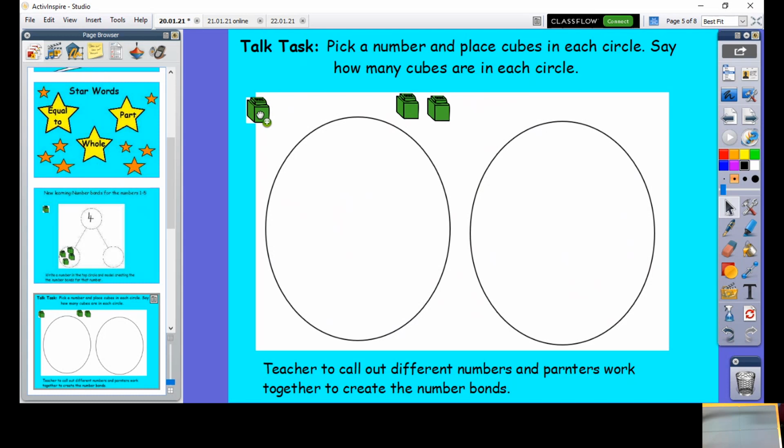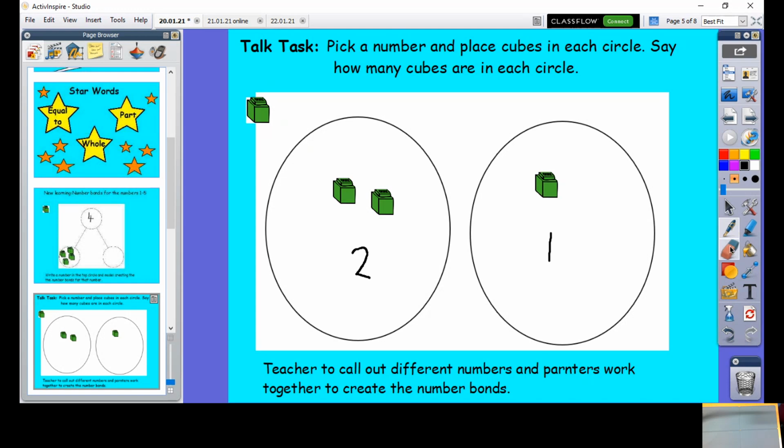I've got my 3 cubes here. Let's split them a different way. Let's go 1, 2, 3. How many have I got in this part? 2. How many have I got in this part? 1. Fantastic. So I know that 2 and 1 makes 3.